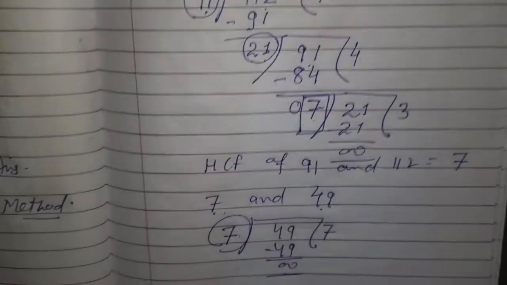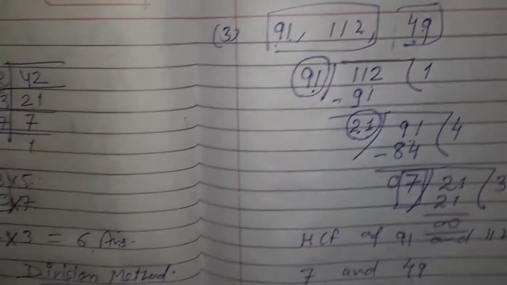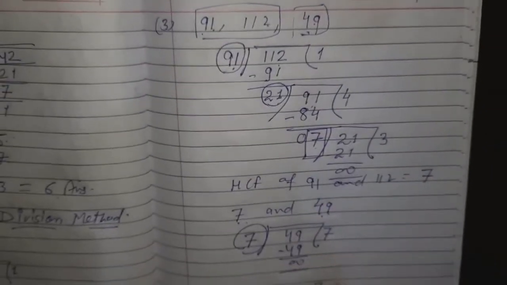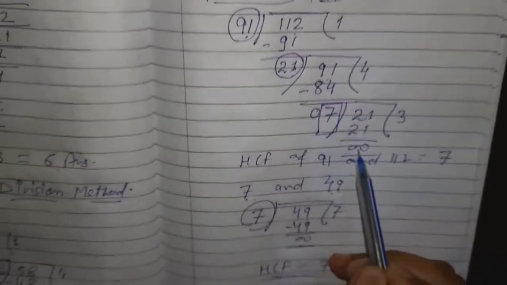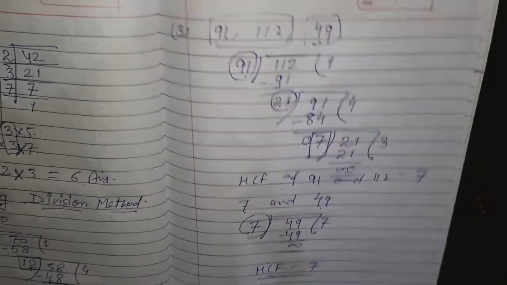So this way you find the HCF of any three numbers. You have to take any two numbers, make the smaller number the divisor and the bigger number the dividend, and continue until you get the remainder 0. Okay. Now I am giving one more example to find the HCF by the division method.